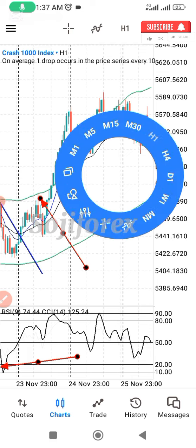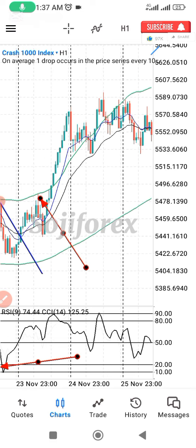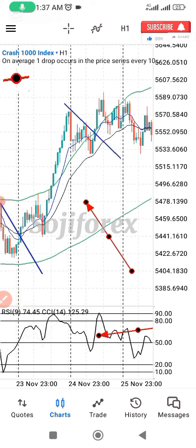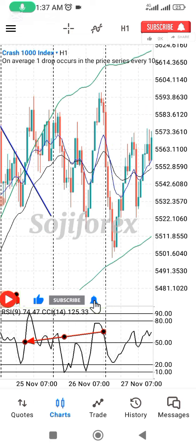even imagine this one here. As little as it is, price pull back, this pull to 50, it cross, you make your entry. Again, here we have another one.